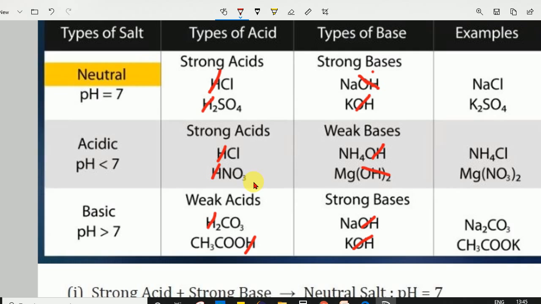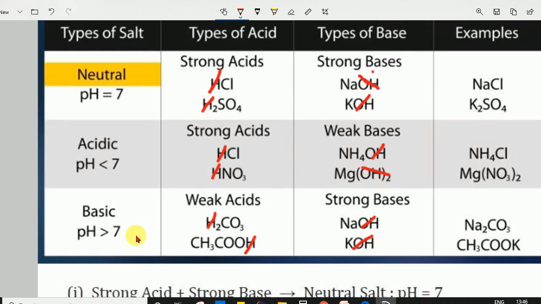In another example, the salt magnesium nitrate is formed when magnesium hydroxide reacts with nitric acid. Nitric acid is a strong acid and the number of H ions is high, but the number of hydroxide ions will be less. Thus, the salt formed will have H ions in it. Due to this, magnesium nitrate is an acidic salt, because some of the H ions of nitric acid are left. They have not reacted with the OH ions.